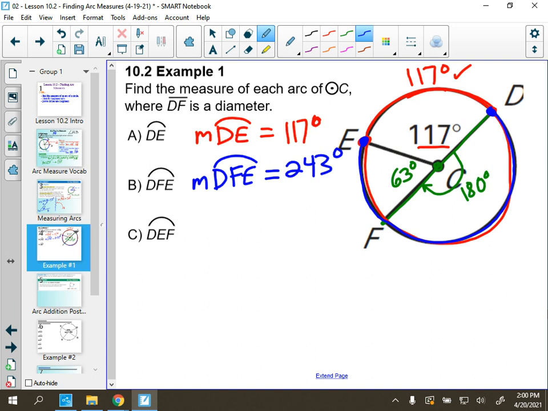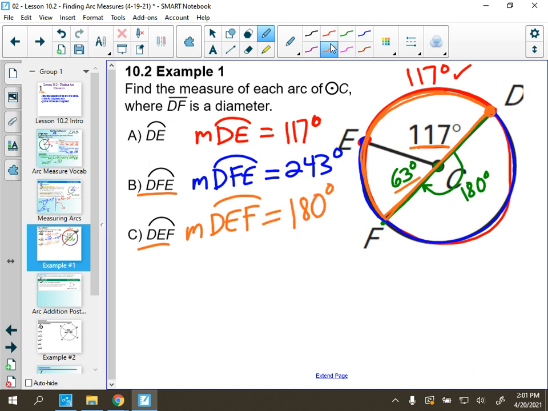Hopefully, last one. Now these look the same, right? DFE, DEF, it's the same letters, but obviously, it's a different path to get from one spot to another. So now we're still starting at point D, but I'm traveling this way and passing through E and stopping on F. I end up on both points of that diameter. So I could add the 63 and the 117, or I could just say, hey, this is a semicircle. This is 180 degrees. So that's that. Hopefully, very doable.